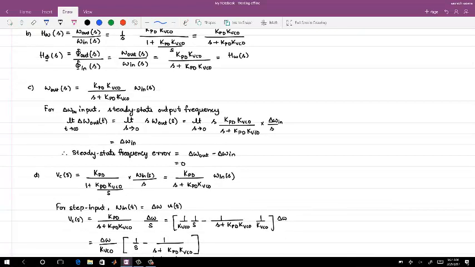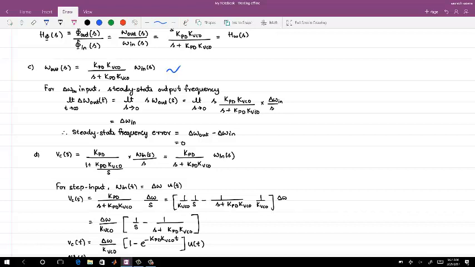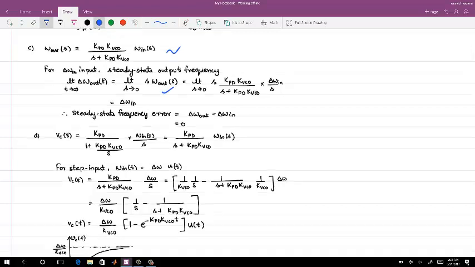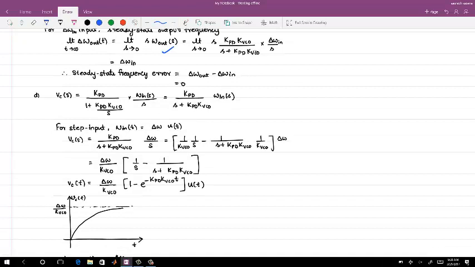The next one is to derive the steady state frequency error for an input delta omega. This is the transfer function for omega out by omega in. You need to find the steady state error. Either you can find the omega out minus omega in transfer function and find that, or you can find the final settling of omega out and then look at the error. I just found the final delta omega. If I give delta omega in, what is my final output frequency? This is using the final value theorem. It turns out that omega out is equal to delta omega in, so your steady state error is 0.